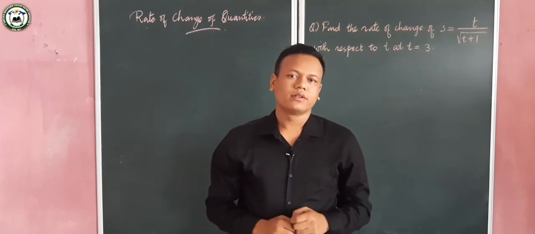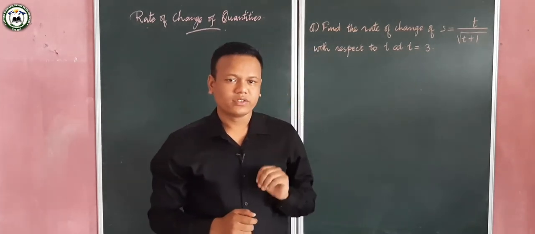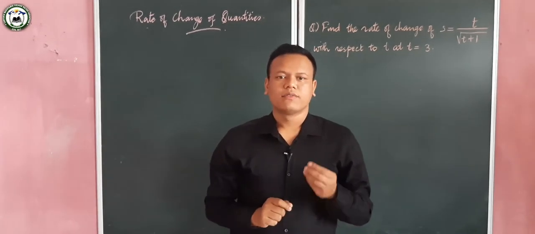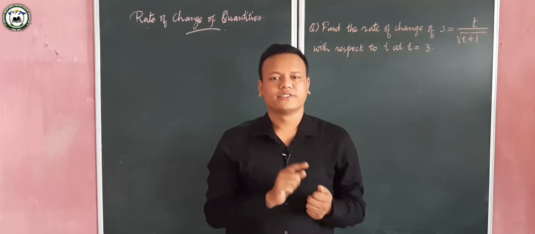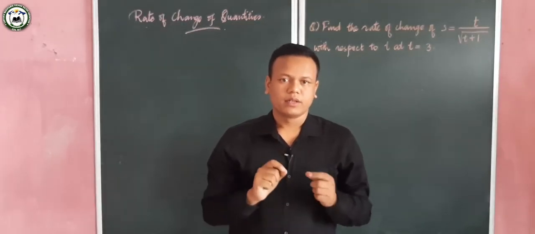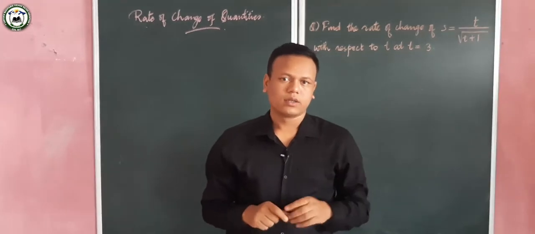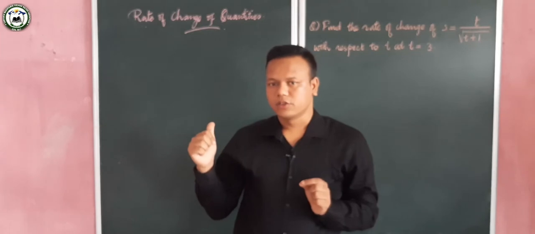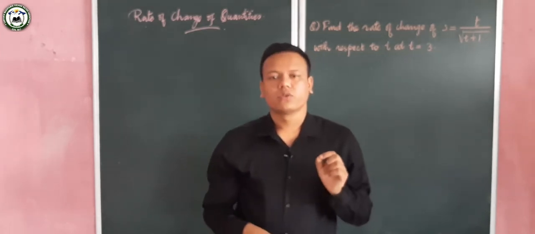So far we have learned various kinds of differentiations, first order derivatives, second order derivatives, and a very small application of first order derivative, that is Lagrange's mean value theorem. But in most of the books, the main chapter on application of derivatives begins with this particular topic, that is rate of change of quantities.